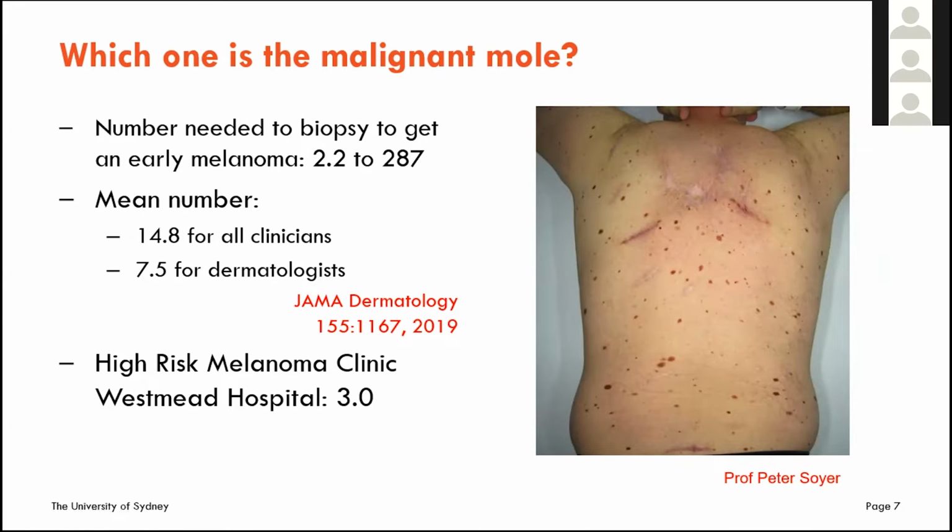If you go to a dermatologist, you're way better. It's only between 7 and 8. Well, if you go to our high-risk melanoma clinic at Westmead Hospital, it's only 3. We're way better, but still there's room for improvement. We're still doing surgery that doesn't need to be done.